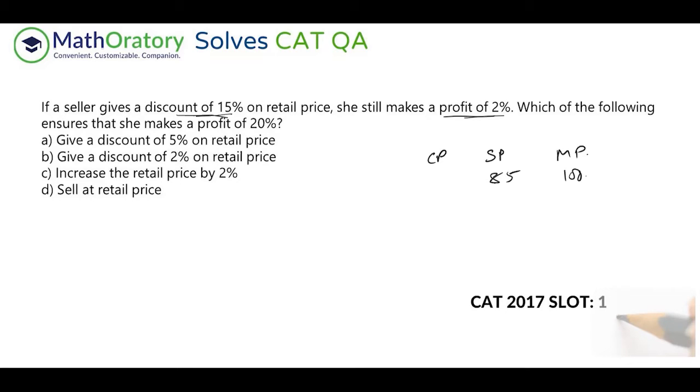The other thing tells me that she makes a profit of 2%. So if the CP is 100, in that case the SP would be 102. So these are the other two numbers that are related to each other. Mostly in these kinds of cases, we have to think in terms of CP and MP. The question asks which of the following ensures that she makes a profit of 20%. The selling price will be in terms of the cost price, but if you look at the options, everything is in terms of discounts, and the MP and CP relationship has to be figured out.